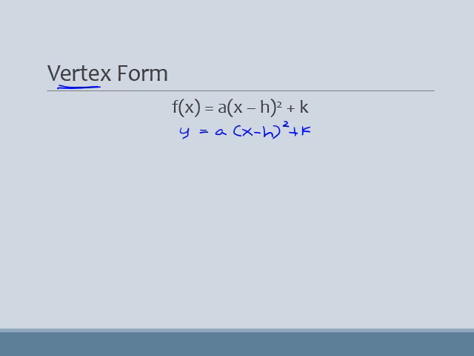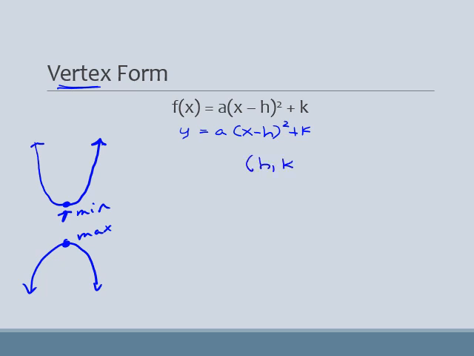So remember from our lesson on the different quadratics that when we look at the vertex, okay, this is your vertex. Or if it opens down, this is your vertex. Okay, this is a minimum, and this is a maximum. So our vertex is h and k. So I can look at this graph and I can see that h and k are my vertex.